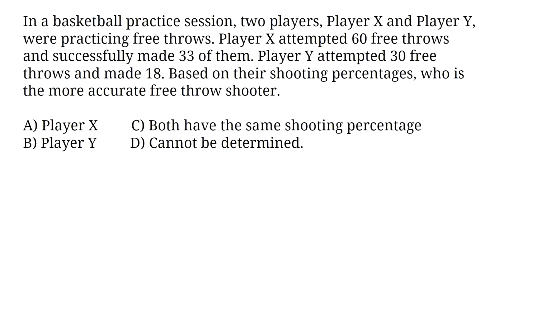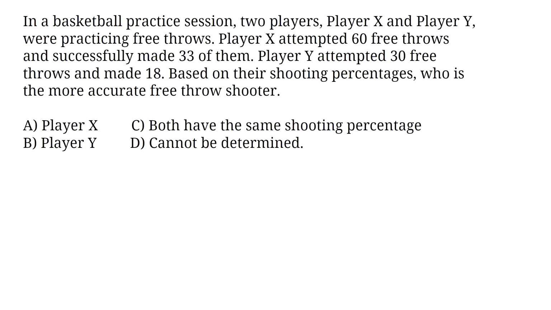In a basketball practice session, two players, player X and player Y, were practicing free throws. Player X attempted 60 free throws and successfully made 33 of them. Player Y attempted 30 free throws and made 18. Based on their shooting percentages, who is the more accurate free throw shooter? A. Player X. B. Player Y. C. Both have the same shooting percentage. D. Cannot be determined.